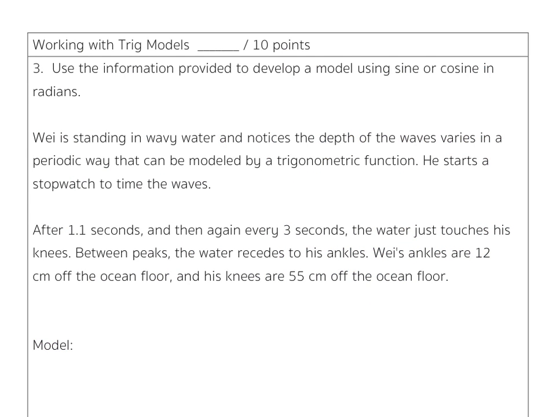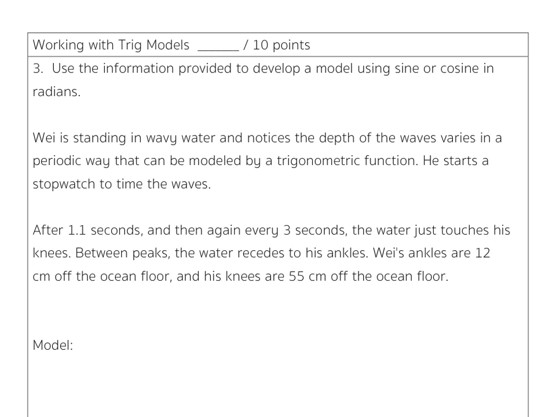Next up, we're going to do a similar thing, but now we're working from a problem instead of from a graph. And here we're looking at Wei, who's standing in some waves, and we're going to try to make some sense of what's going on here. Okay, so we have after 1.1 seconds, and then again every 3 seconds, the water just touches his knees. Between peaks, the water recedes to his ankles.